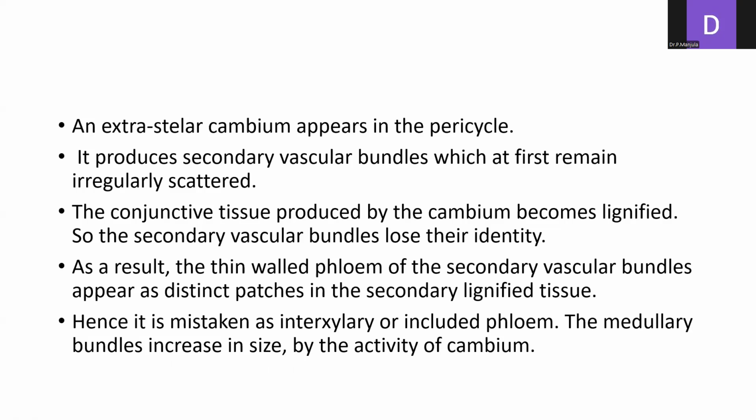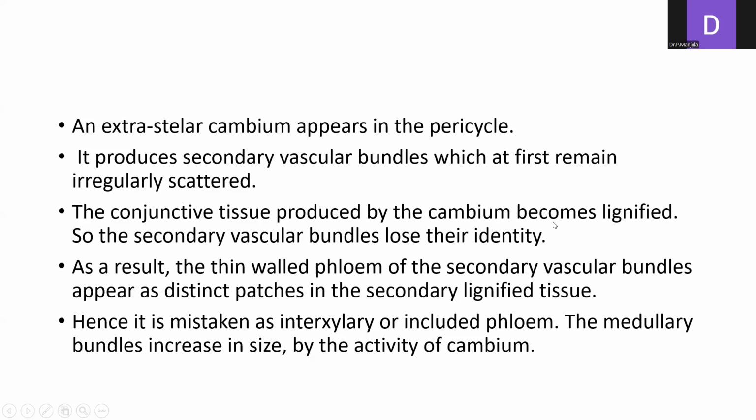After some time, what happens? This growth stops, and again an extrastellar cambium appears in the pericycle and produces secondary vascular bundles, which at first remain irregularly scattered. The conjunctive tissue produced by the cambium becomes lignified, so the secondary vascular bundles lose their identity. As a result, the thin-walled phloem of the secondary vascular bundles appears as distinct patches in the secondary lignified tissue.